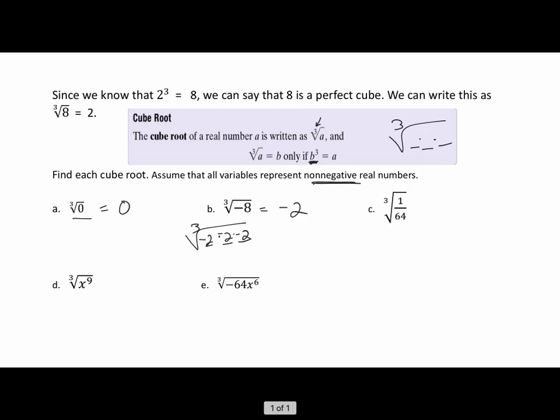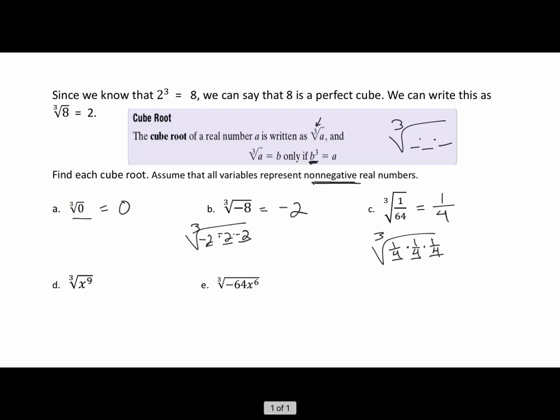For c, the cube root of 1/64. So is there a number that multiplies 3 times to be equal to 1/64? So for the numerator of the fraction, 1 times 1 times 1 equals 1. For the denominator, 4 times 4 times 4 is 64. So that means the cube root of 1/64 is 1/4. That's the number that multiplies 3 times to get 1/64. So that's the cube root.